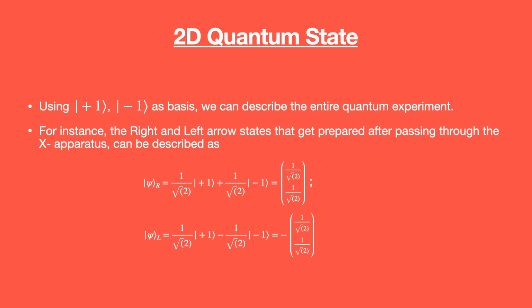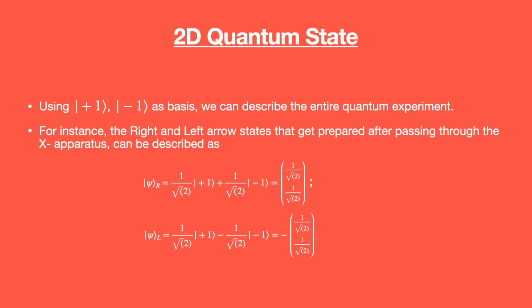And the reason this could be a representation for the right arrow is because the probabilities give us the right answer. So, for instance, 1 by root 2 squared is just half, and what this expression of the state which represents the right arrow tells me is that there is half a probability that I'll observe a +1 state, which is the up arrow state, and there is a 50% or a half probability of observing a down arrow state, which is the -1 state.